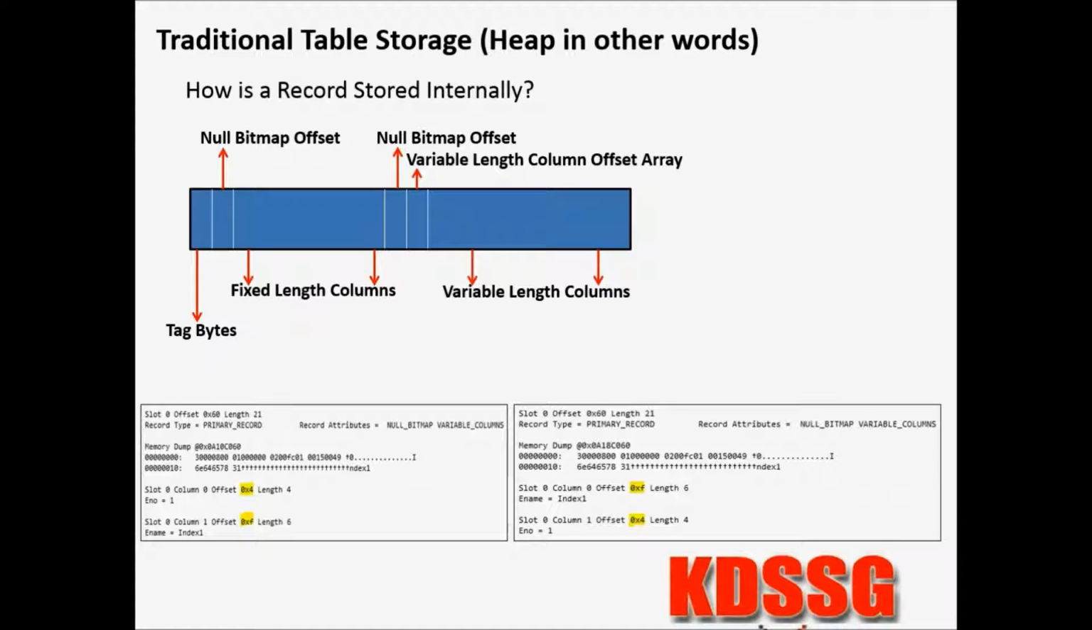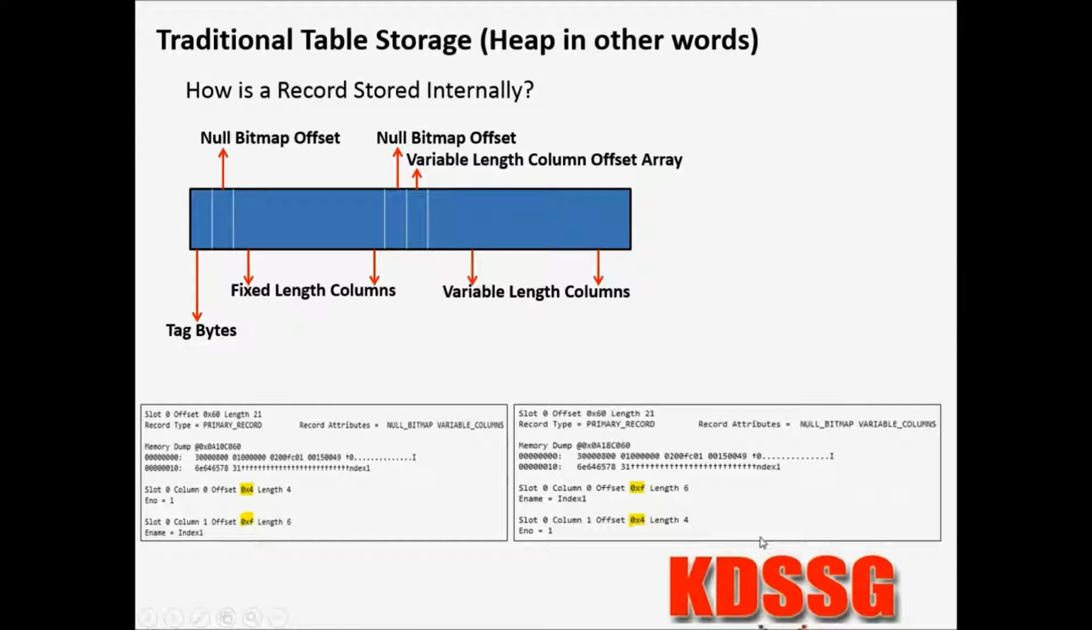You can see that it is storing your employee number data in 0x4. That's the offset where you are storing your data, and it is storing your employee name in 0xf. So 4 comes first in hexadecimal format, 4 comes first and F comes next. So it is storing in that way.